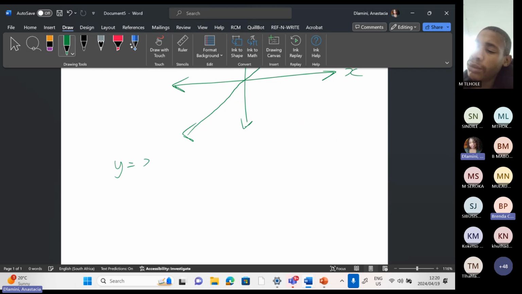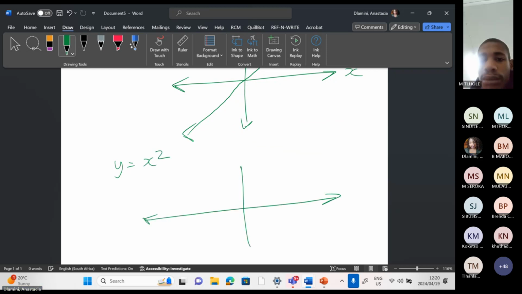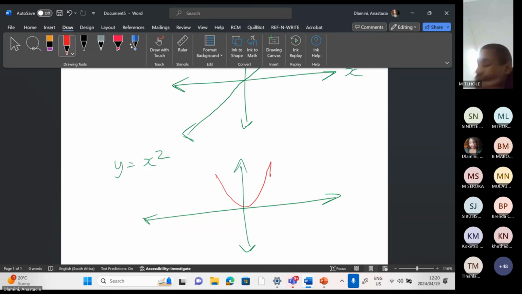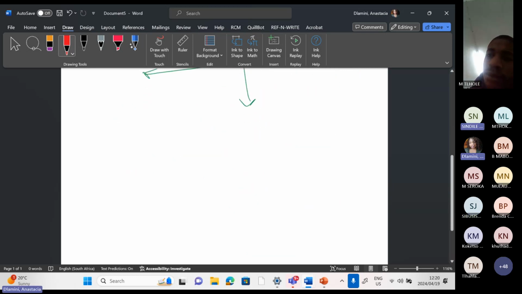y equals x squared. Like this, it's upward. The parabola. There we go. So this is y equals x squared. Are we together? Yes, ma'am.